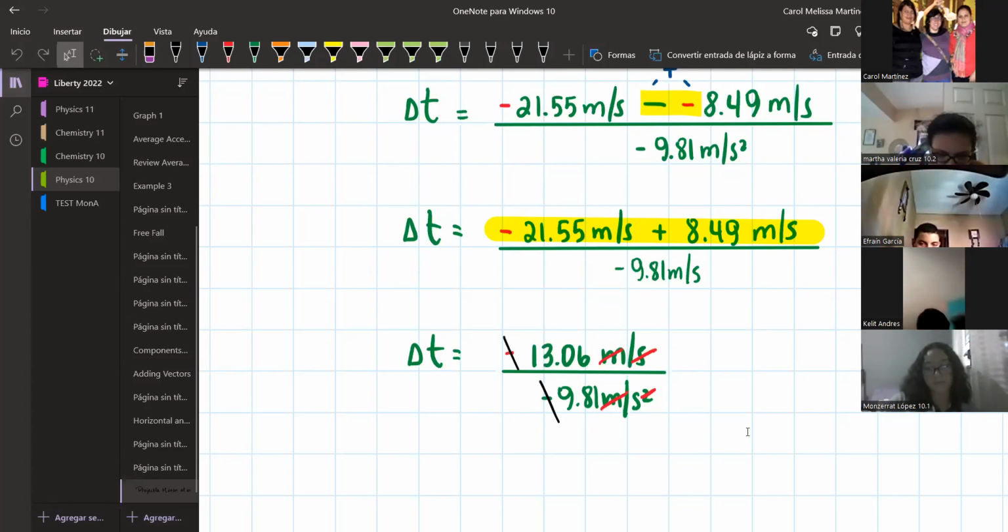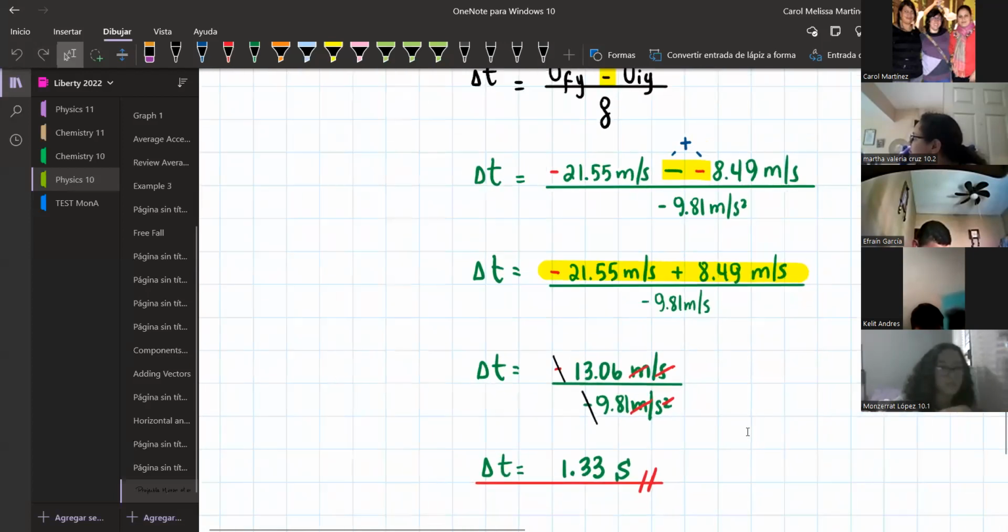As I told you, remember, if one sign is incorrect, that time is going to give you negative, and nobody wants that. So we need to be careful here. How much do we get as a time? 1.33 seconds. Positive, right? Because the time can never be negative.